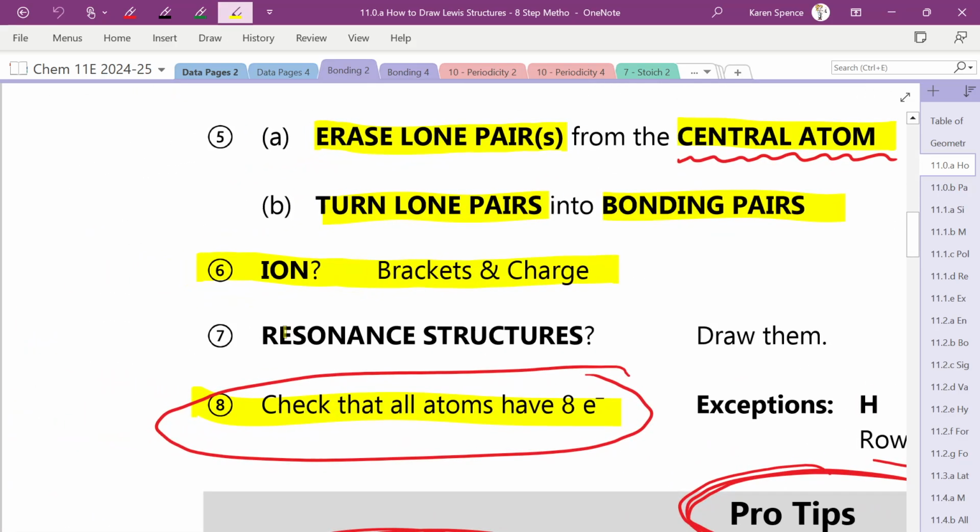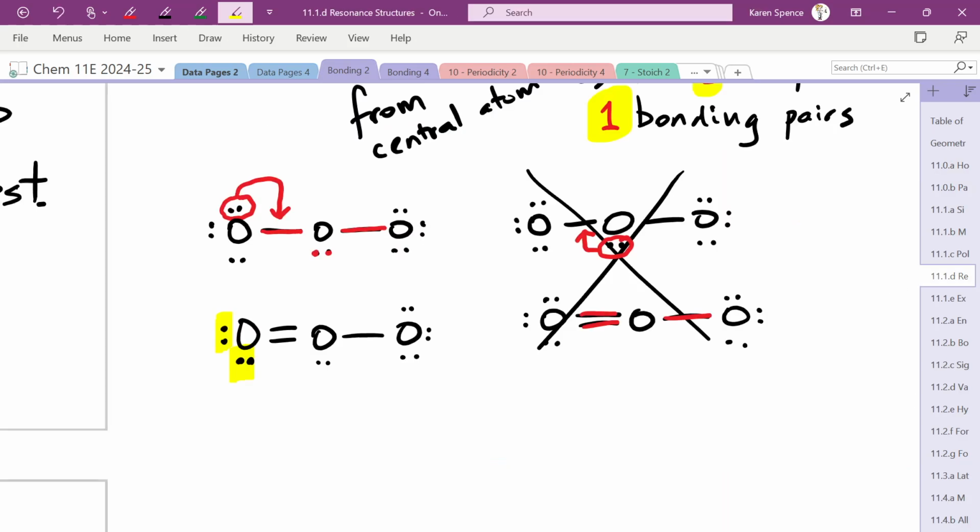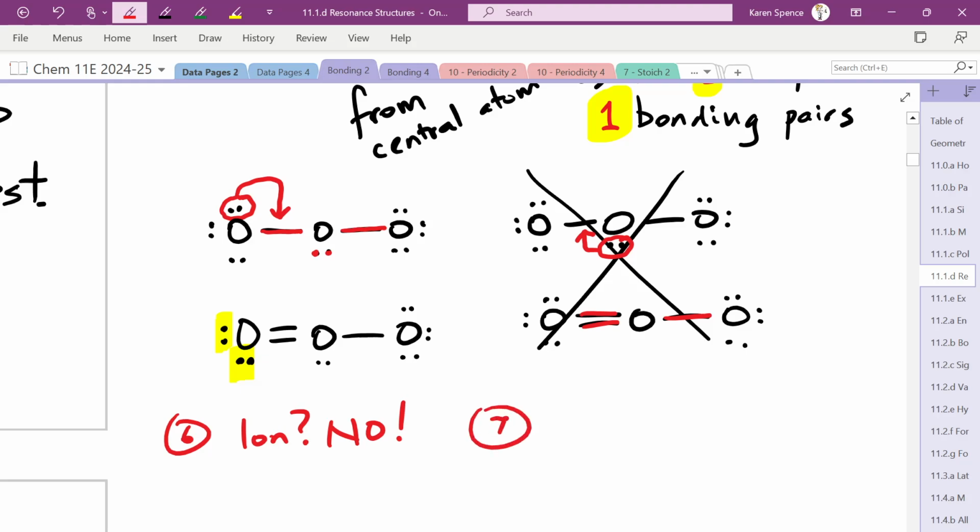We ask, is it an ion? Does it have resonance structures? And check that everybody has 8 electrons. Okay, so let's go back to where we were. Step 6, is it an ion? No. So we don't have to do brackets and a charge. Step number 7, are there resonance structures?